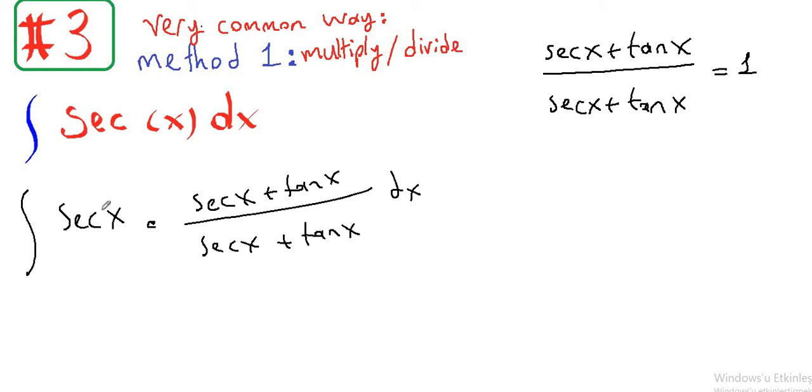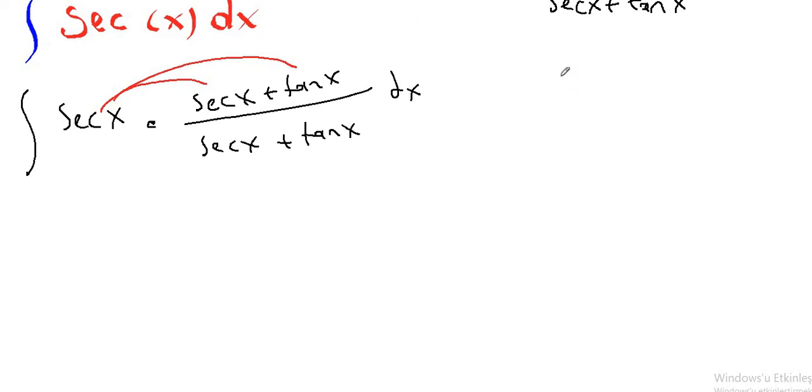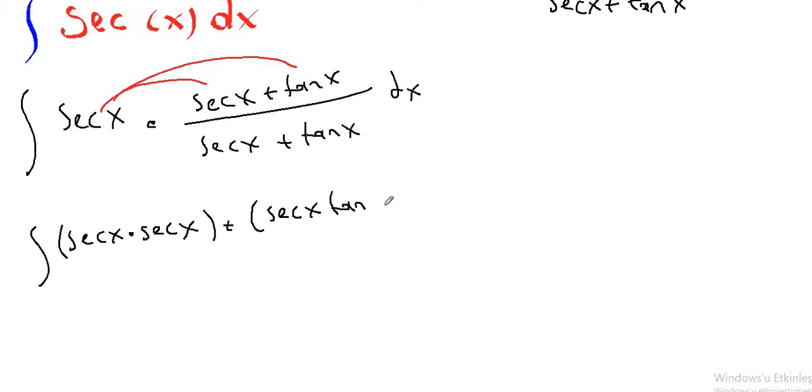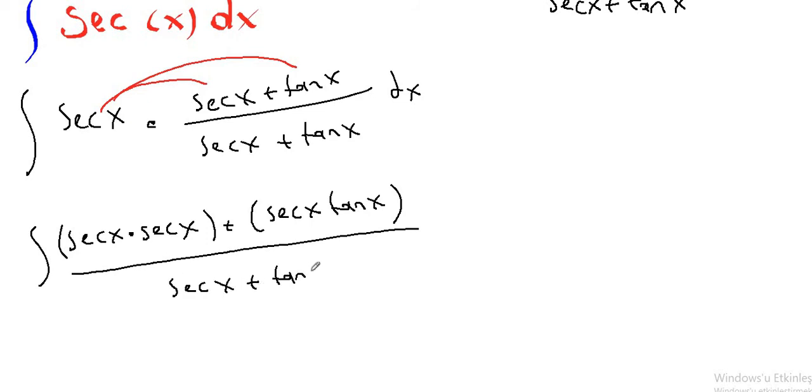Now we're going to distribute this on the numerator. So secant x times secant x from the first term plus secant x times tangent x from the second term, all over secant x plus tangent x. Now secant x times secant x is secant squared of x.